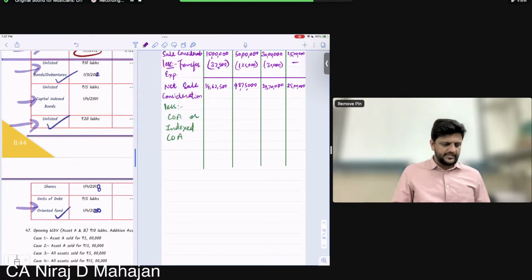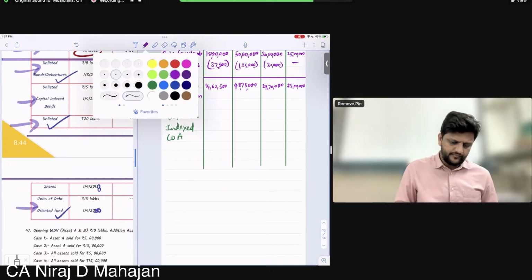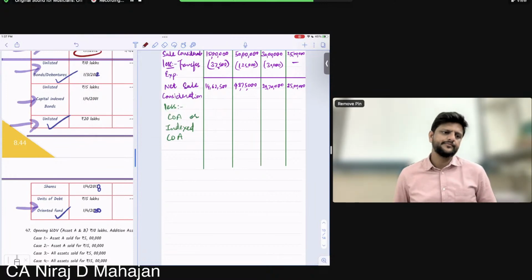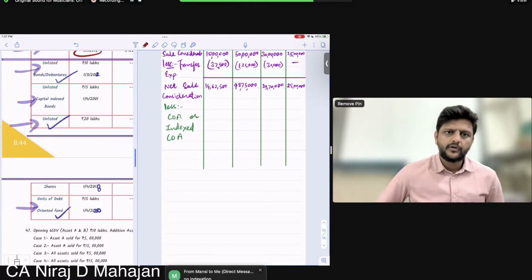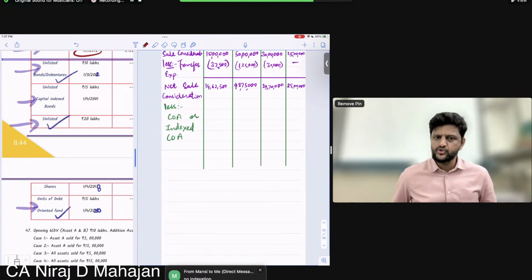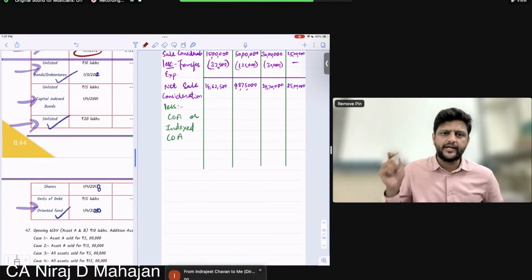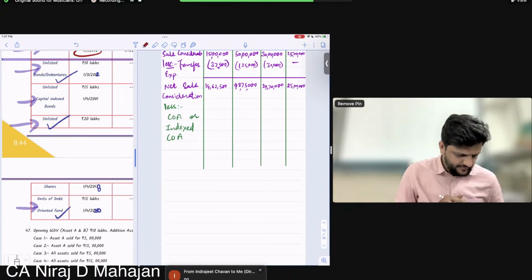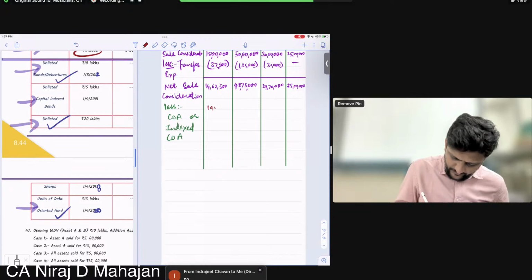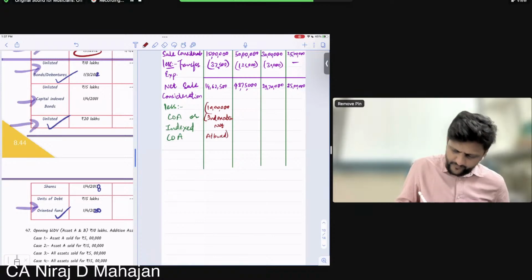First of all, what is the first type of asset? Unlisted bonds or debentures. Is it a long term asset? Have you written long term? Yes. So normally we allow indexation, but do we allow indexation for bonds and debentures? Answer is no. So we'll simply take only cost of acquisition, which is 10 lakhs. I'm writing: indexation not allowed.